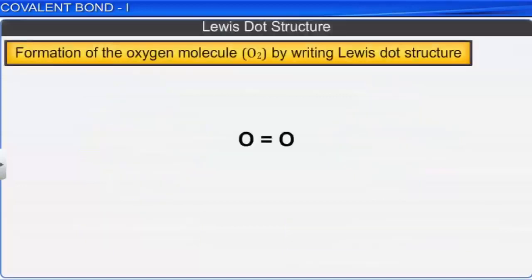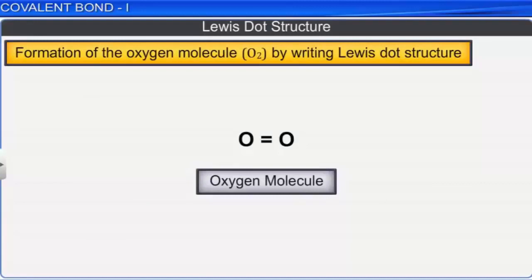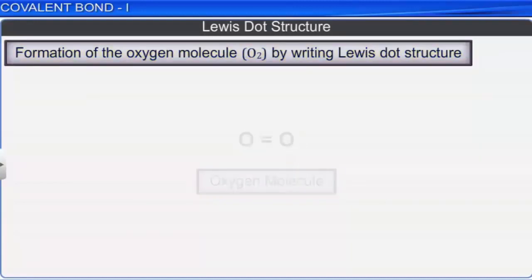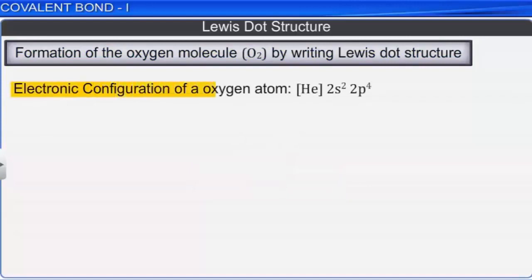Now, let us understand the formation of the oxygen molecule by writing the Lewis dot structure. The electronic configuration of oxygen atom is helium 2s2 2p4. It has 6 electrons in its valence shell. Hence, it needs 2 more electrons to attain octet.